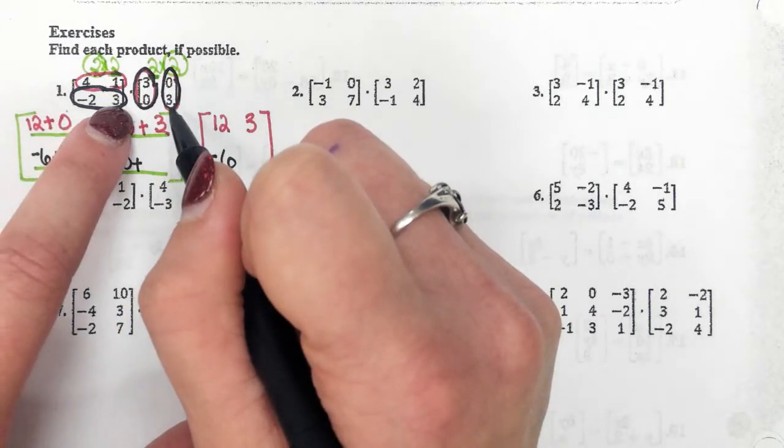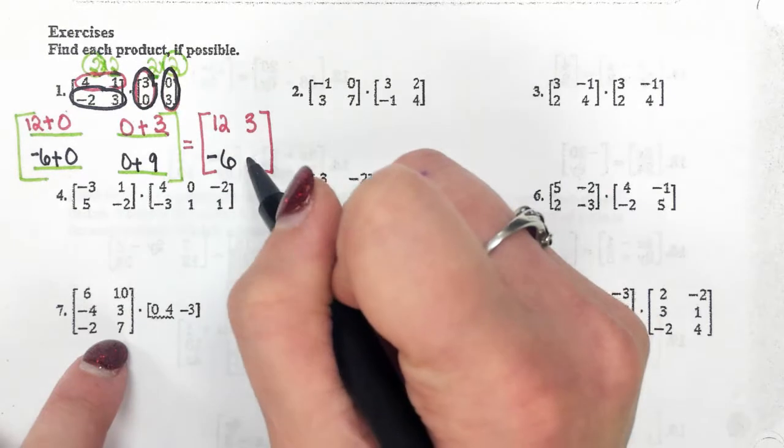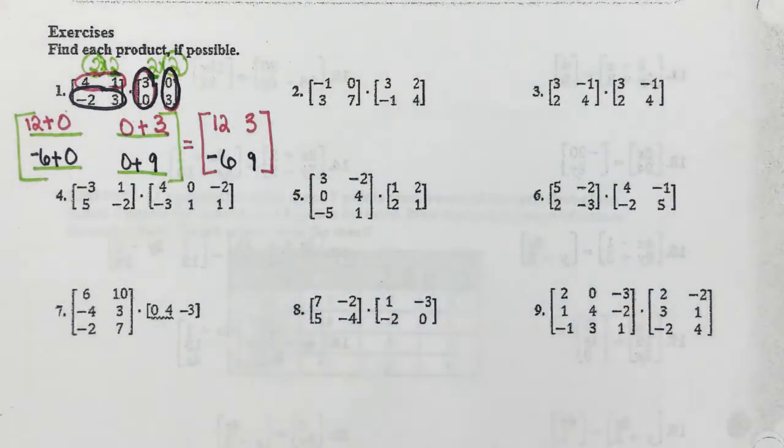And then 3 times 3. 9. Add them together and what do you get? Oh, add them. You get 9 when you add them. Yep. Alright, that's your answer right here. 12, 3, negative 6, 9.